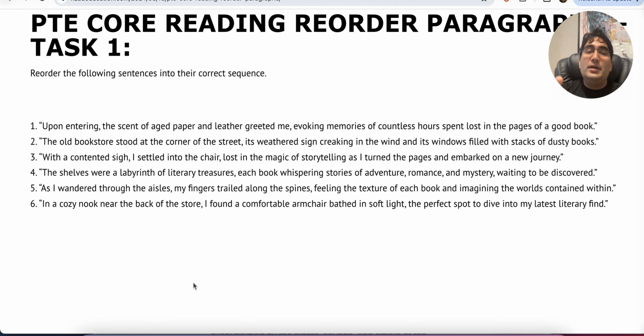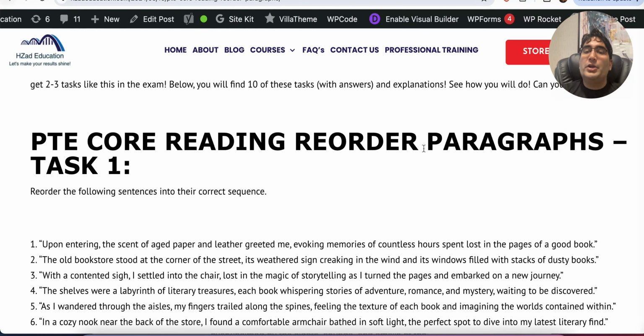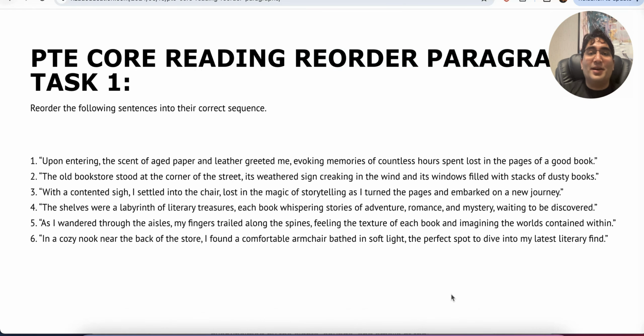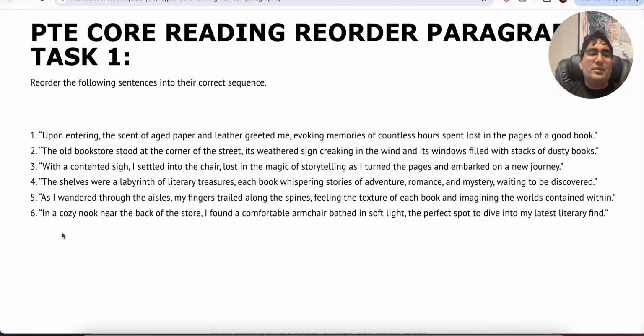Now, before we start, remember this reorder paragraphs task can come 2 to 3 times in your exam. So if you get 3 tasks, you're really unlucky because this is the hardest one, and hopefully you just get 2, not more. Now you're usually given 5 to 6 paragraphs like these, and you have to arrange them in the right sequence because right now they're scattered.